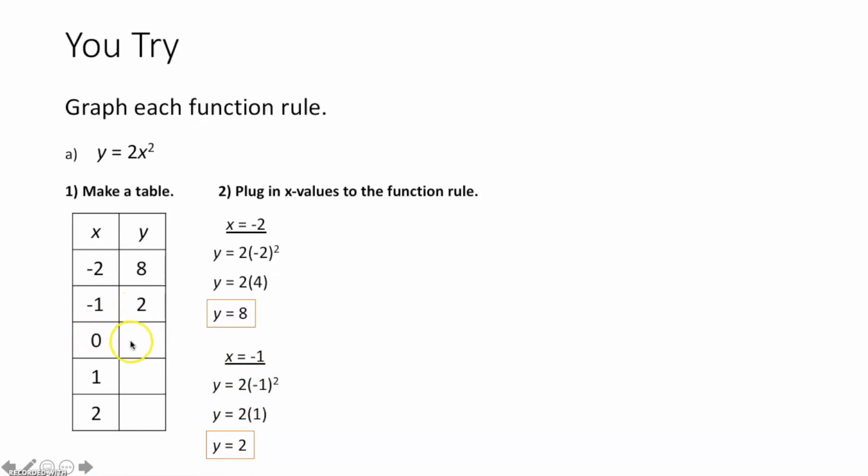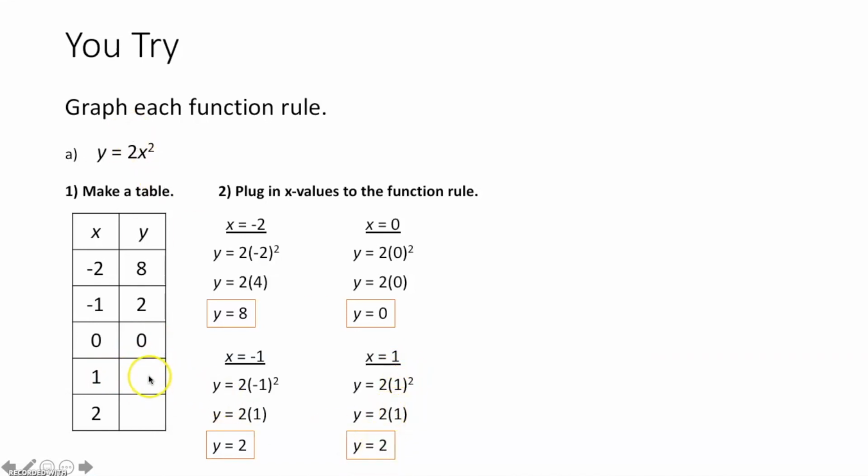What's the y value that goes with 0? So I take 0, plug it in for x in my original function. What's 0 squared? That's 0 times 2 is 0 still, so I plug that in here. What's the y value that goes with 1? I take 1, plug it in for x in my original function. 1 squared is 1. 2 times 1 is 2, so I plug that in here. And then last but not least, 2. I'm going to take 2, plug it in for x in my original function. 2 squared gives you 4. 4 times 2 is 8, so I plug that in here.